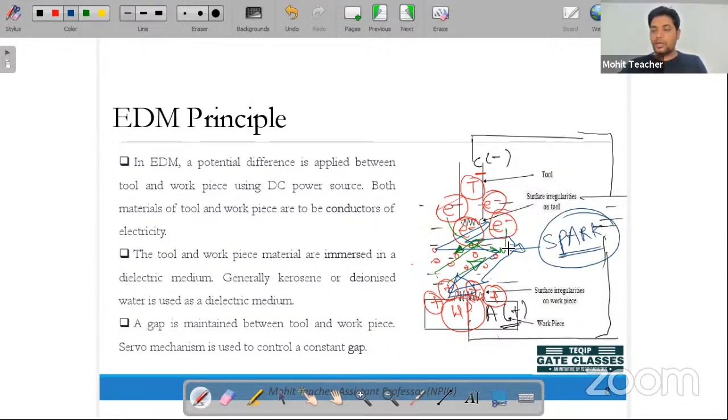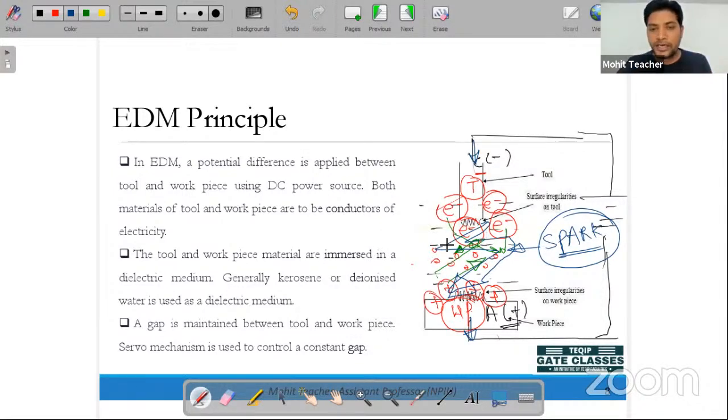Now, once the spark is generated, we are continuously supplying this current. So what will happen is that once the spark is formed, it is not the case that only these are making one spark together. Apart from these, the other elements like electrons and positive ions are there, as well as dielectric molecules. So they will also become a part of this spark, and they will generate more energy.